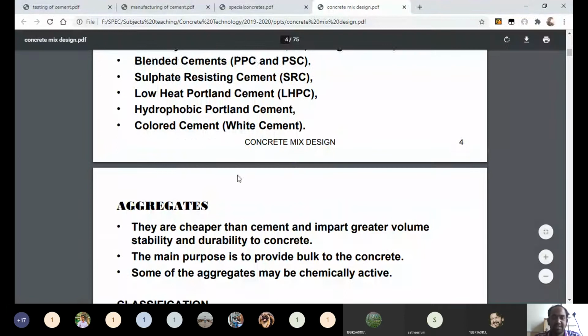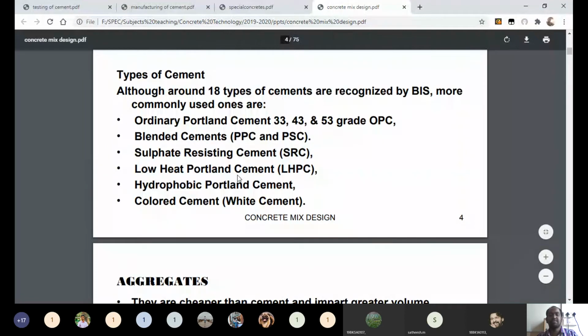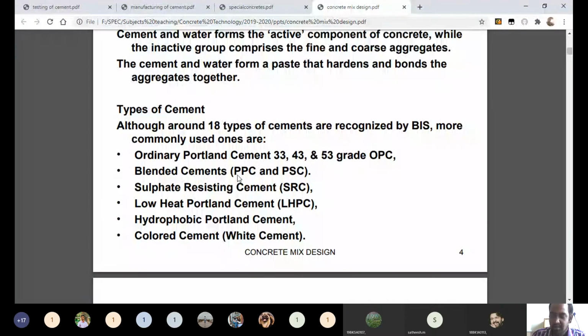These are all the major, important and most commonly used cements throughout the world. And one more thing we should know, that basically these cements have been classified based on their ingredients and based on their procedure of manufacturing. The cements have been classified into two types.